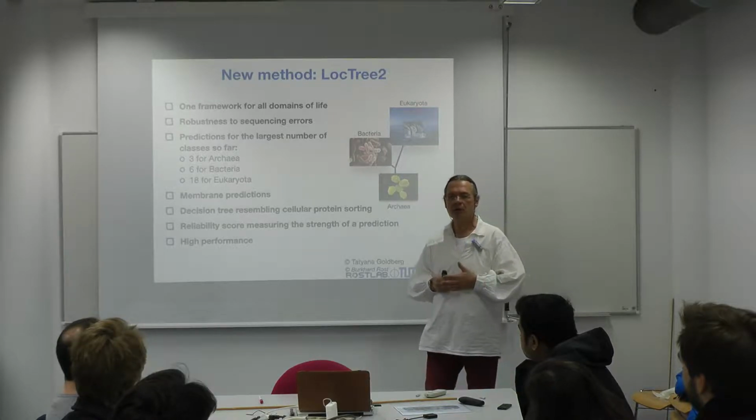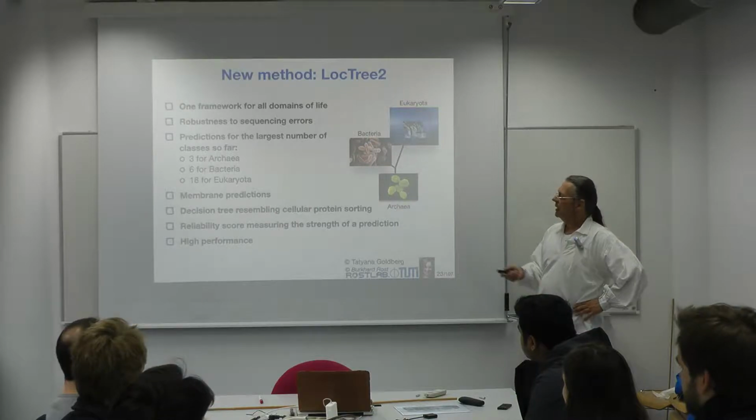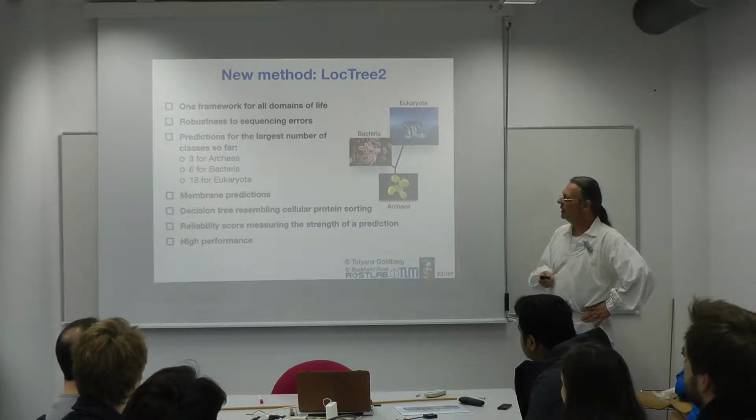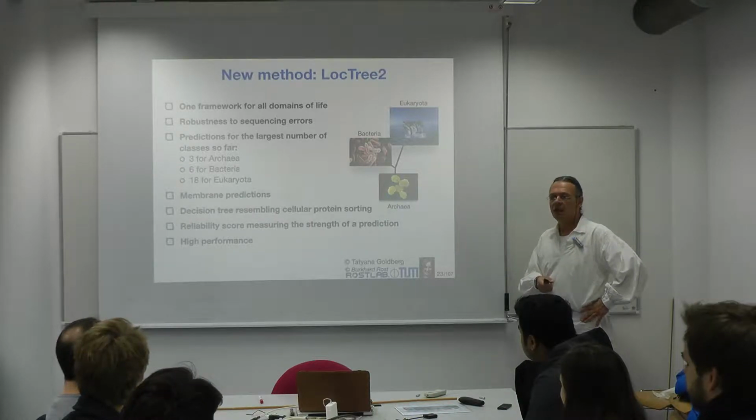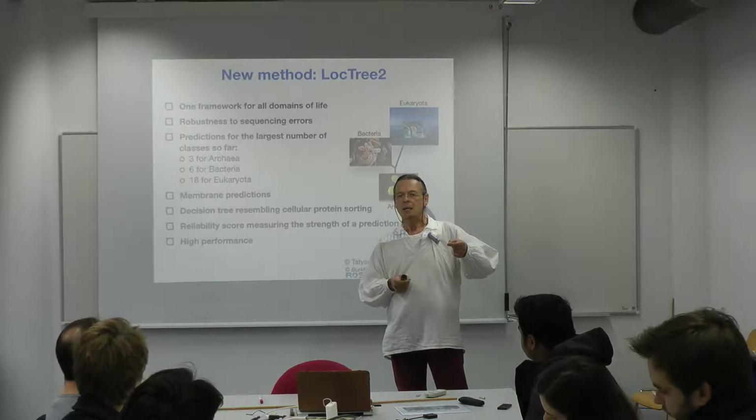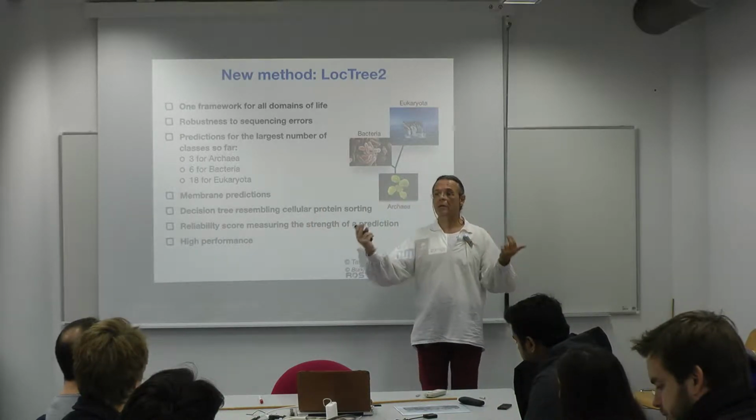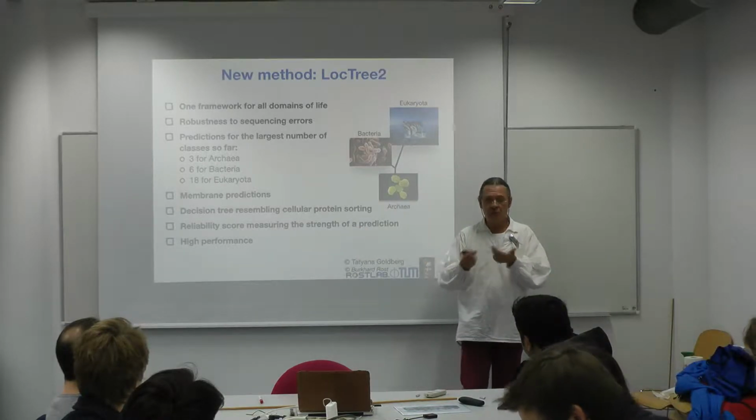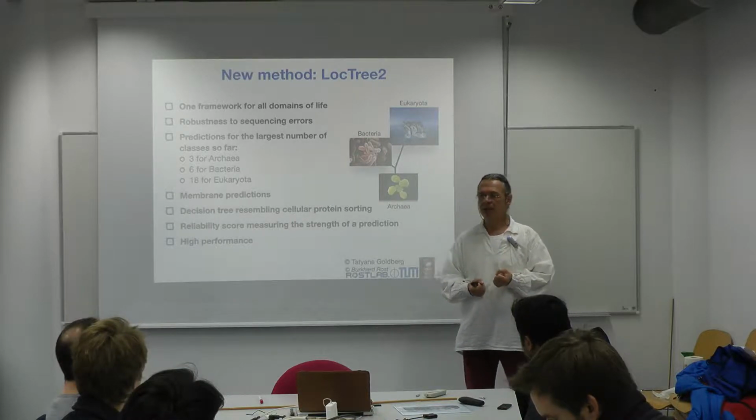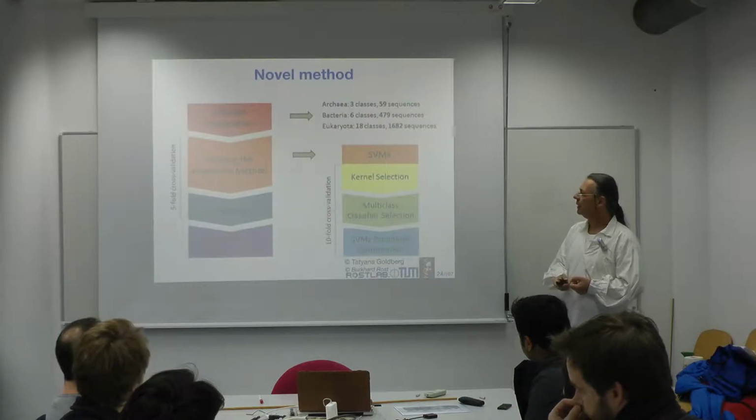So for eukaryotes we want to have really 18 different states. We want to include membrane prediction in this. Again, we want to have this decision tree that resembles the cellular sorting. We want to have some sort of reliability. So we want to be able to say, if I say this is a nuclear protein, and that is a nuclear protein, I want to distinguish between predictions that are strong and predictions that are weak. In both cases, I predict a nuclear protein, but I want to have some feel for what's the probability of predicting that it's nuclear. And I, of course, want to have a method that works very well.